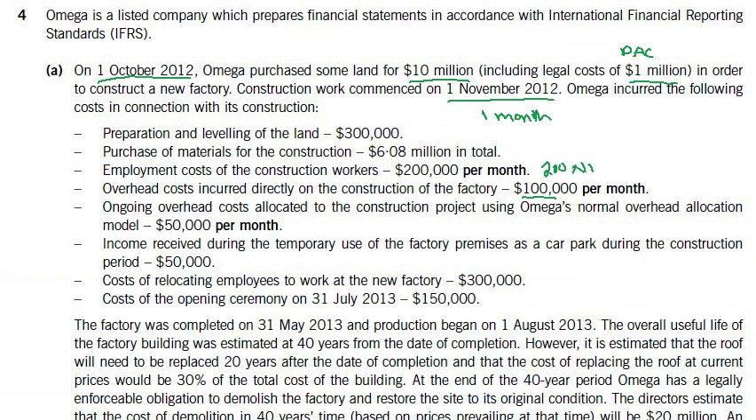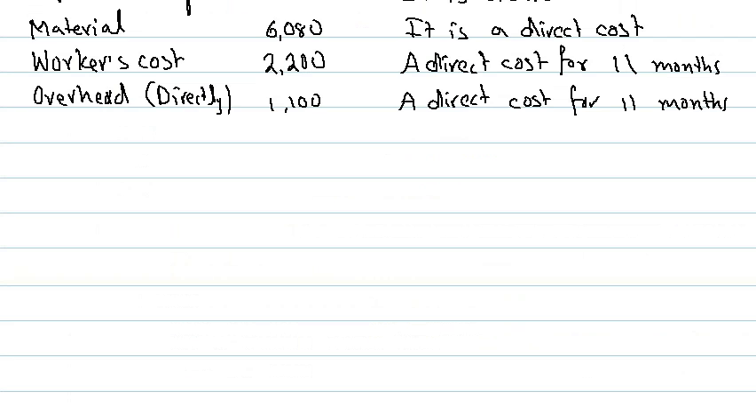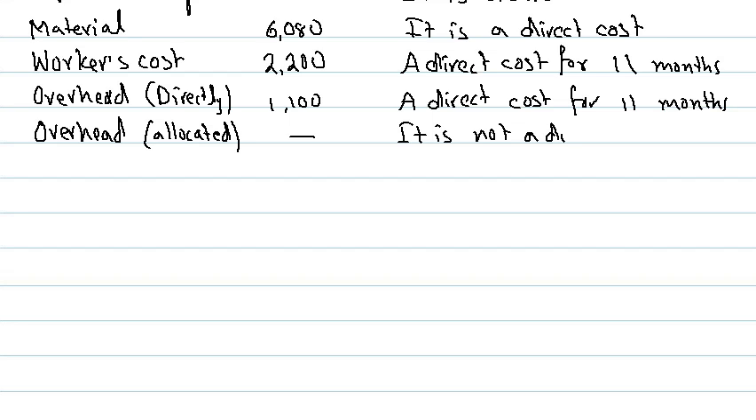Ongoing overhead costs allocated to the construction project using Omega's normal overhead allocation model. This is not a directly attributable cost. Overhead allocated: nil. It is not a direct cost.